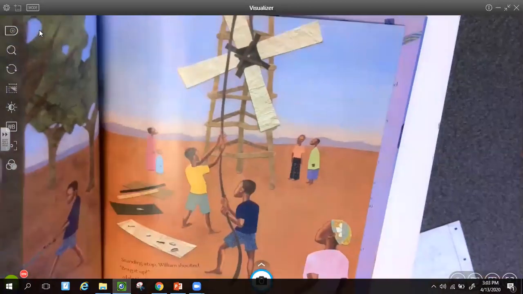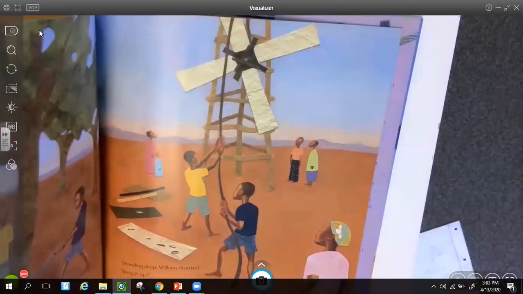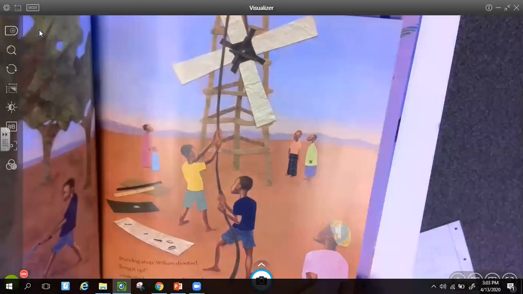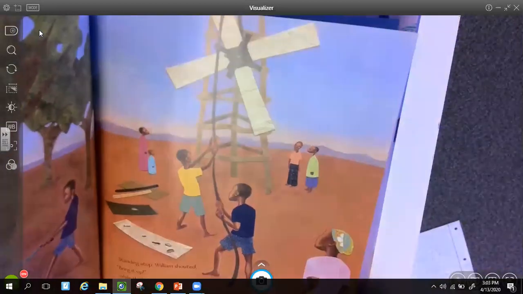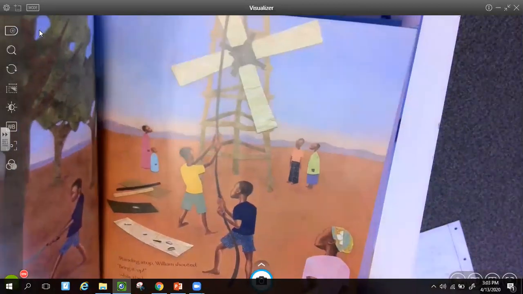Standing atop, William shouted, "Bring it up," while the boys tugged and heaved. A crowd gathered below and gazed at this strange machine that now leaned and wobbled like a clumsy giraffe. Some giggled, others teased, but William waited for the wind.